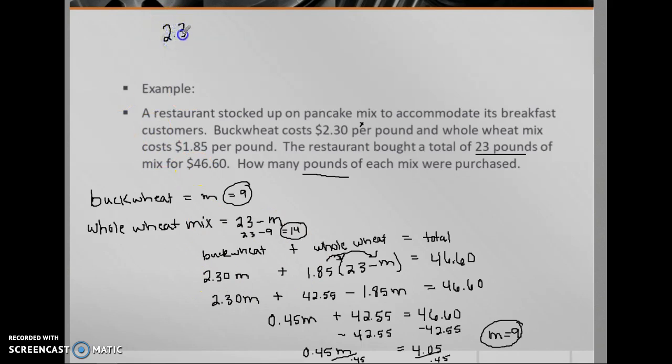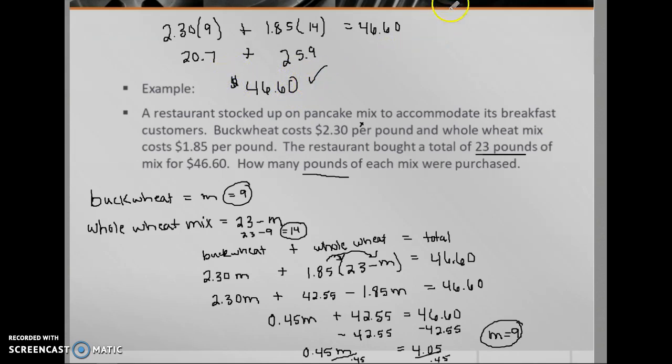So $2.30 times 9 pounds plus $1.85 times 23 minus 9. 23 minus 9 is 14, so times 14 pounds. This hopefully should add up to $46.60. So 2.3 times 9 is 20.7. And 1.85 times 14 is 25.9. And if I add these two together, it does come out to be 46.6 or $46.06.